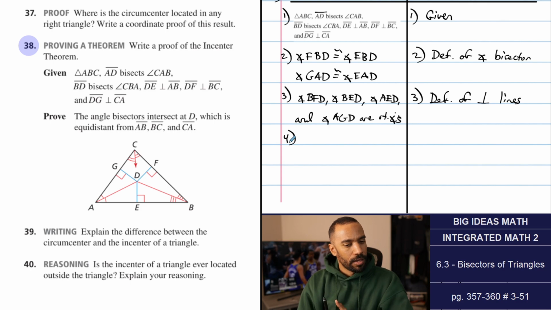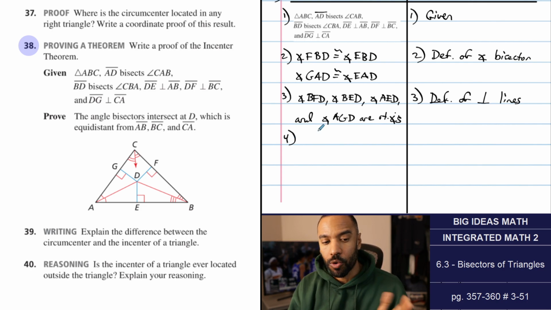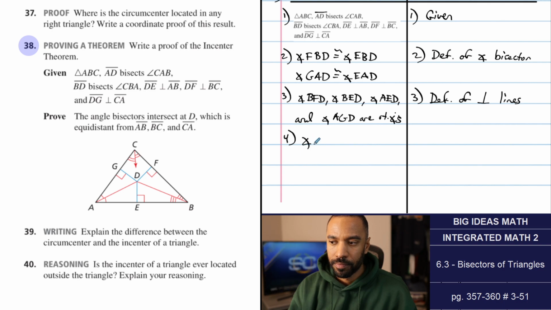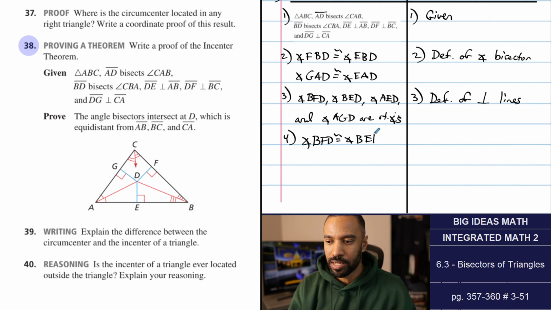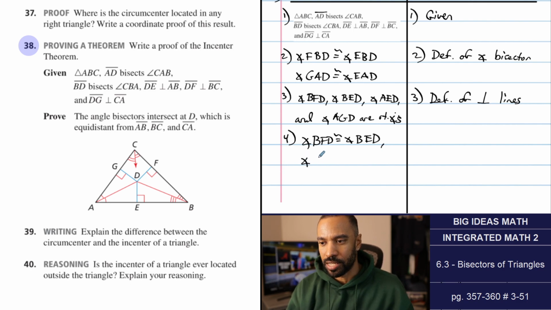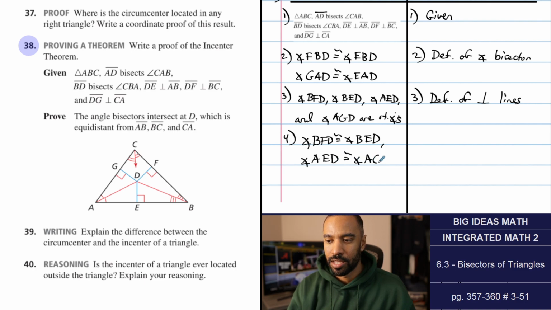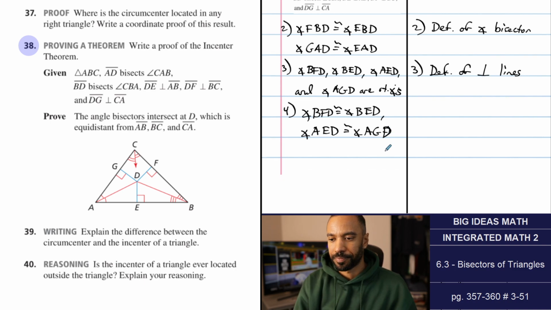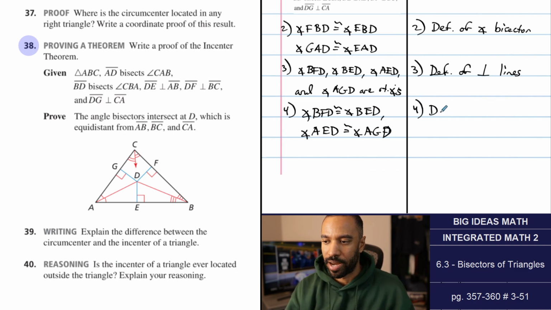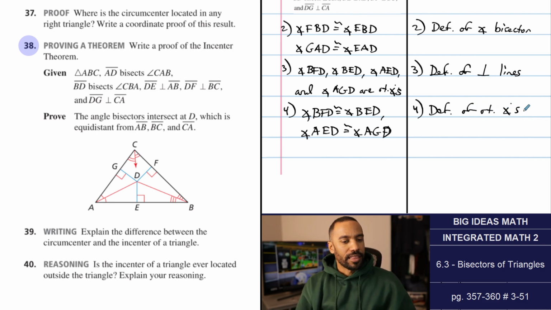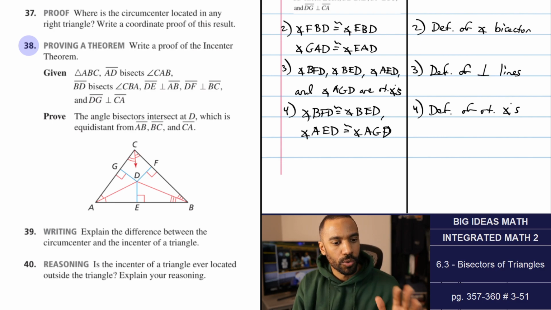4, these are congruent to each other, but there are specific ones we need to be congruent. We need angle BFD congruent to angle BED, and then the other set is angle AED congruent to angle AGD. It's based on the triangles I'm looking at. Congruent to angle AGD. That's the definition of right angles. All right angles are congruent. Okay? And so here's what we have. We have two sets of angles that are congruent in all those triangles that we're talking about. I should mark this one as a right angle as a result of that.